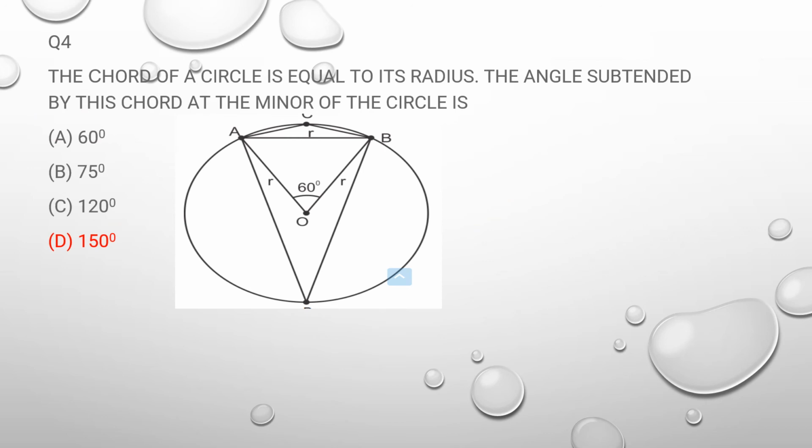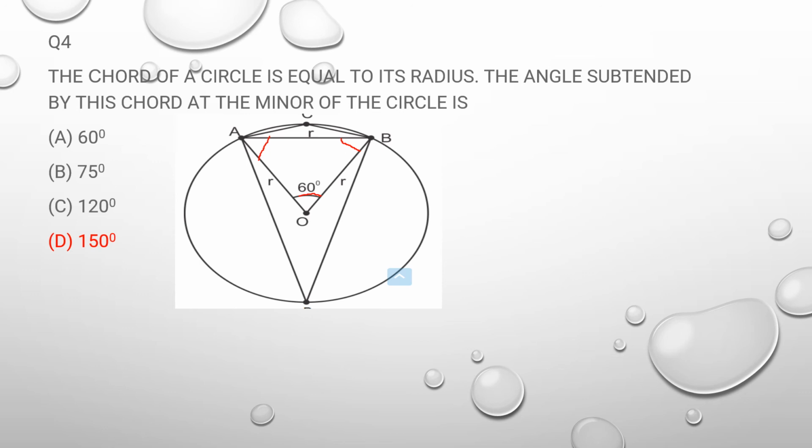So the next question is, the chord of a circle is equal to its radius. The angle subtended by this chord at the minor arc of this circle. Now they are saying that this chord is equal to its radius. That means AO equal to OB equal to AB. And if all the three sides are equal, then this must be an equilateral triangle, and all the angles must be of 60-degree measure.